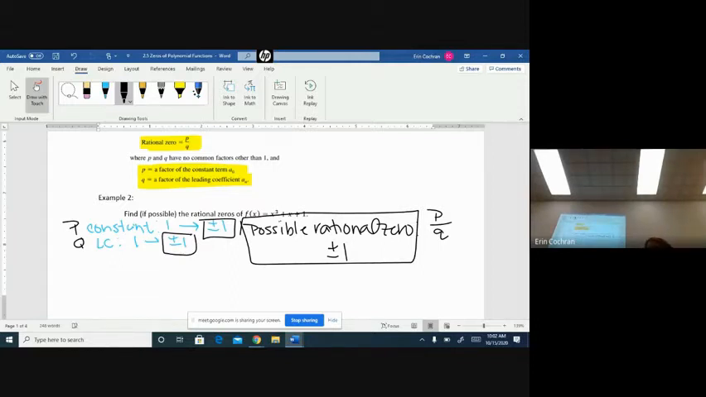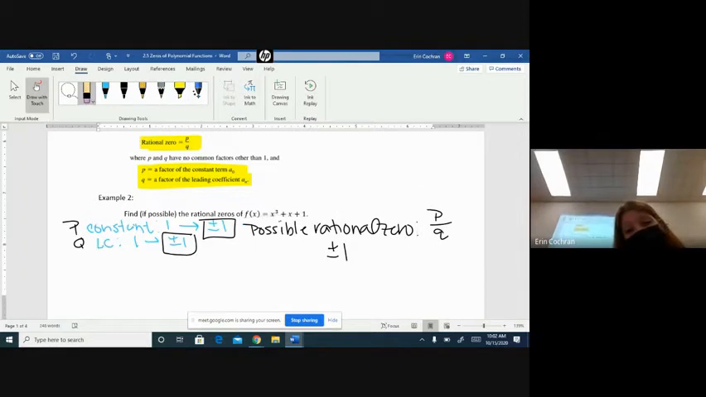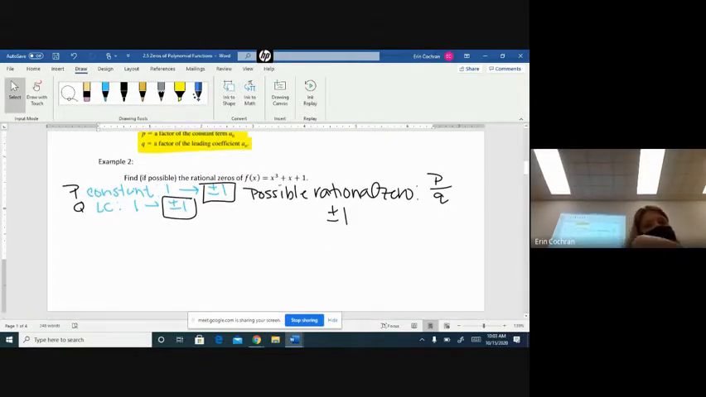Now, what is my actual answer? Which is the only one that would allow that to work? Well, let's try. We can do it 2 ways. One, we can either do synthetic division to see if my remainder is 0, or we can plug them in and see which one gets you to 0. Yeah, it doesn't really matter. Which one do you guys want to try? We're going to do synthetic here for a second, okay?